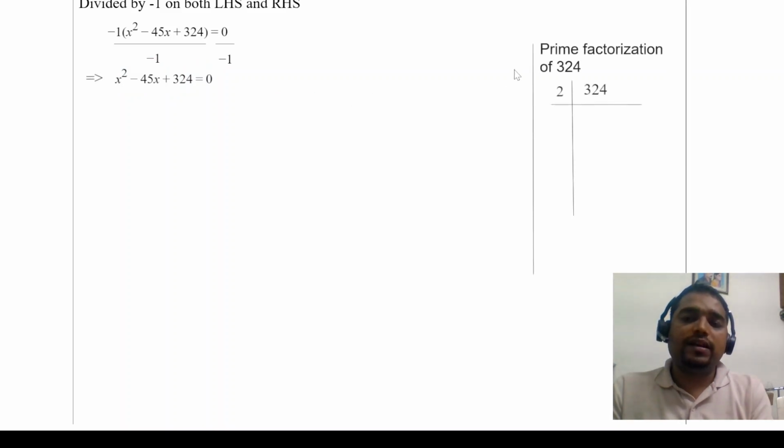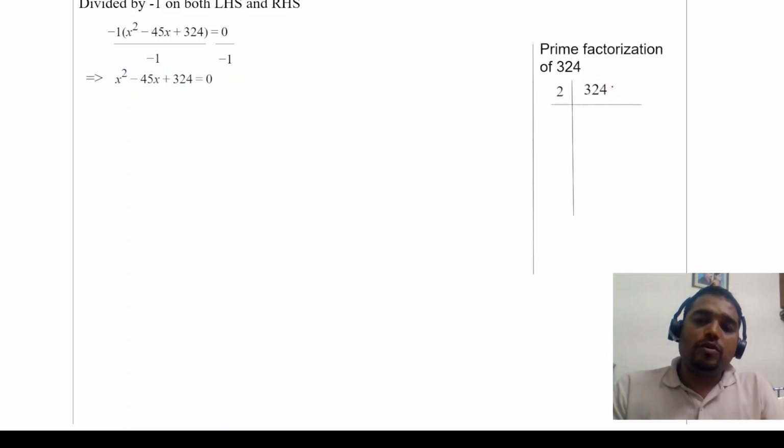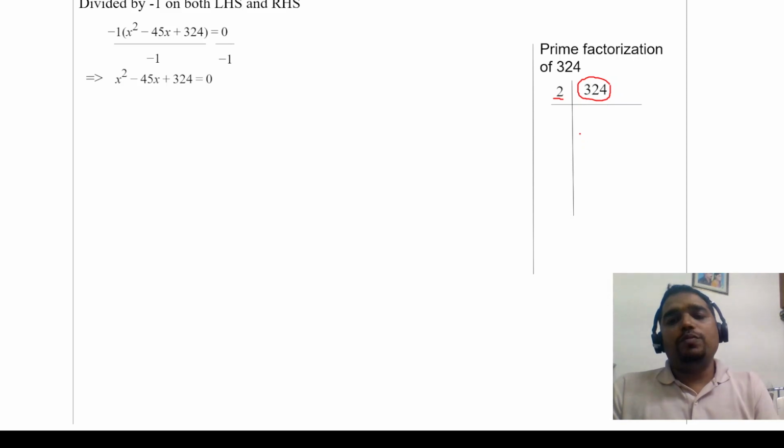So how to do prime factorization? Prime factorization is a process wherein a composite number is divided by prime numbers. The first prime number is 2. If the composite number is even, we will have to keep on dividing by 2 until we get an odd number which cannot be divided by 2.